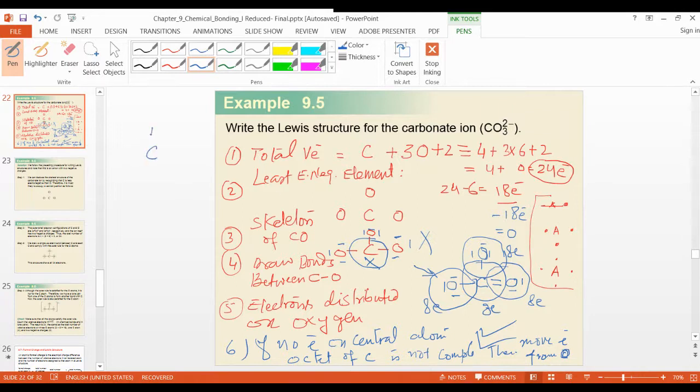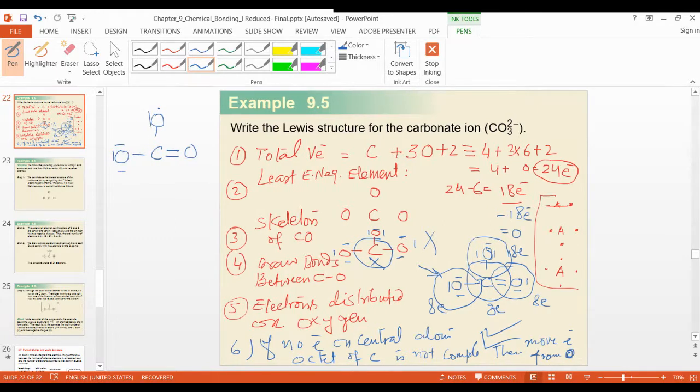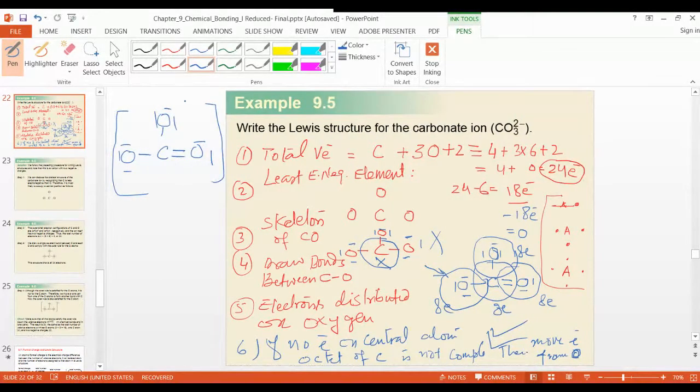In the last you will put here, this is oxygen, this is also oxygen, this is also oxygen, octet is complete. And in the last, because it has 2 electrons extra, you have to show 2 minus like this in the formula. Any question now?